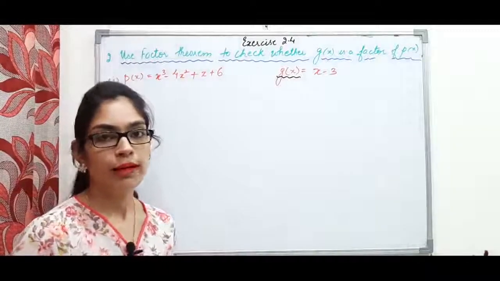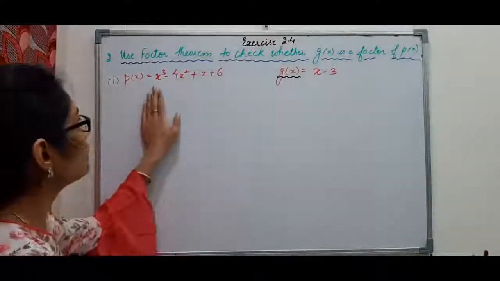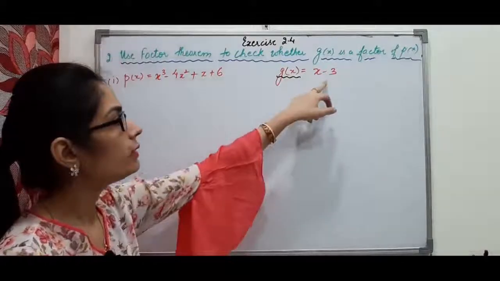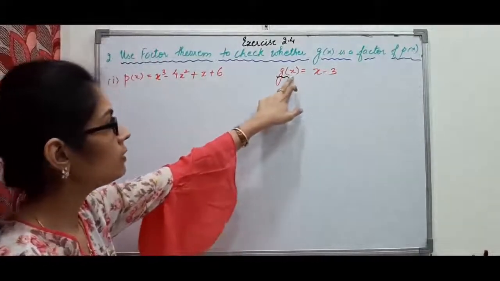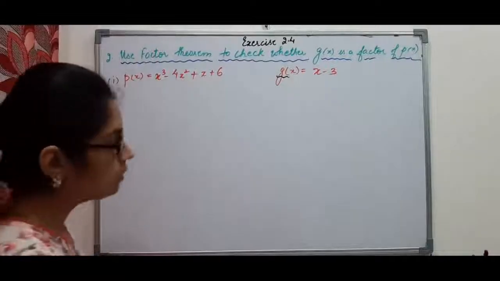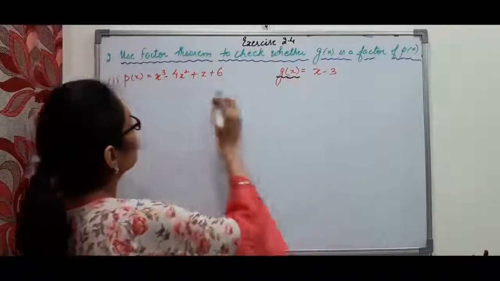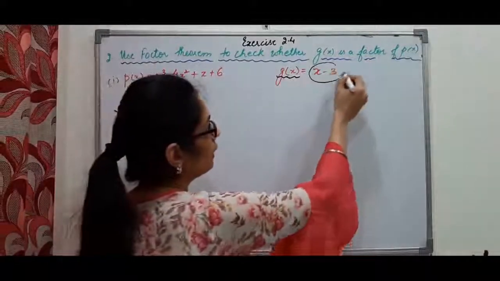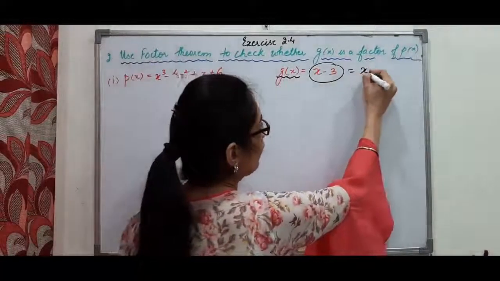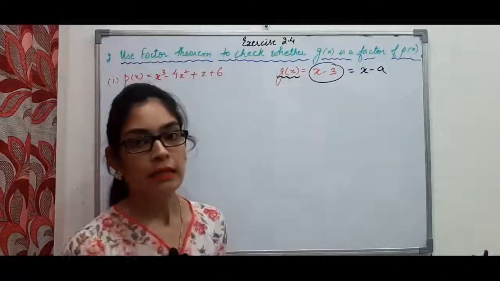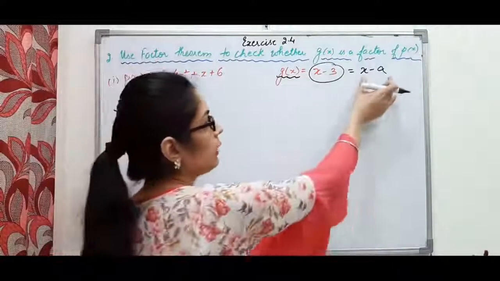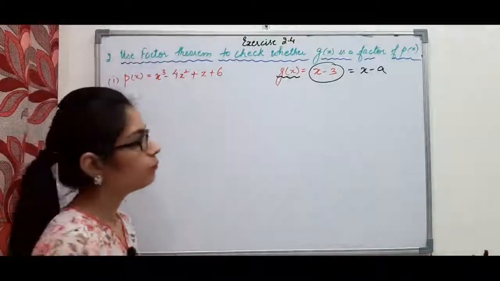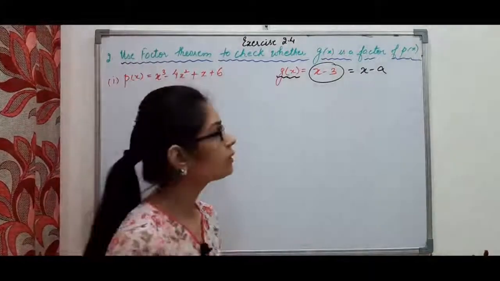Second you have to try yourself. Here p(x) is x cube minus 4x square plus x plus 6 and g(x) is x minus 3. So we have to check whether this g(x) is a factor of p(x). So what we'll do, again we'll compare, because to use the factor theorem we have to compare this with our x minus a, because the factor theorem states that this x minus a will be a factor if p of a you will get 0. So let's find out the value of a first.